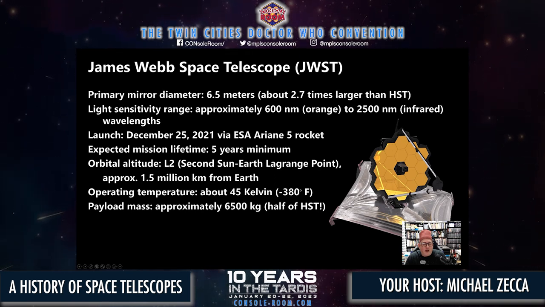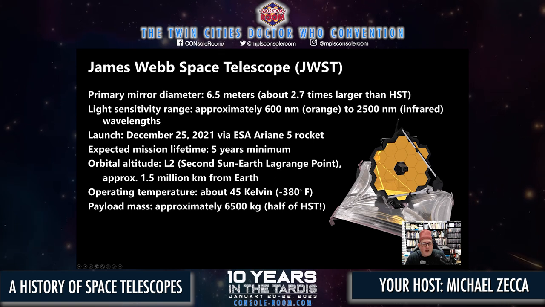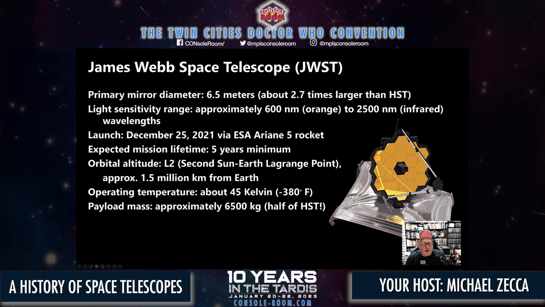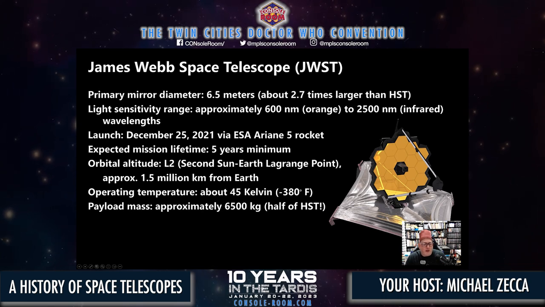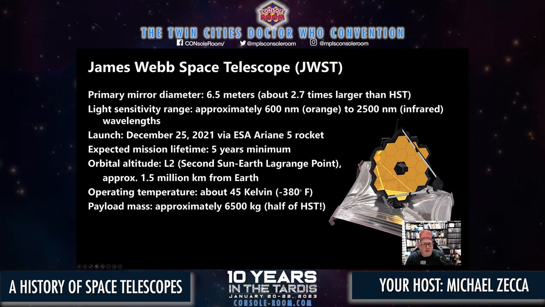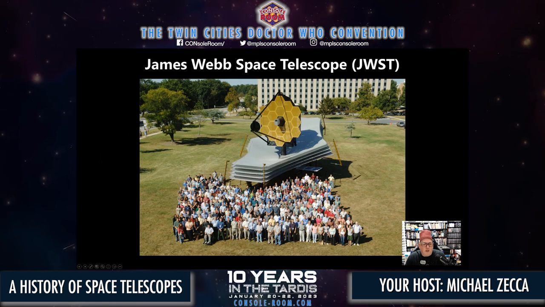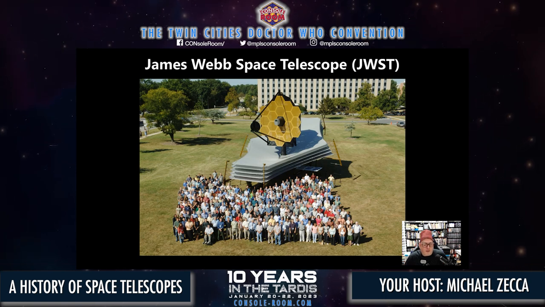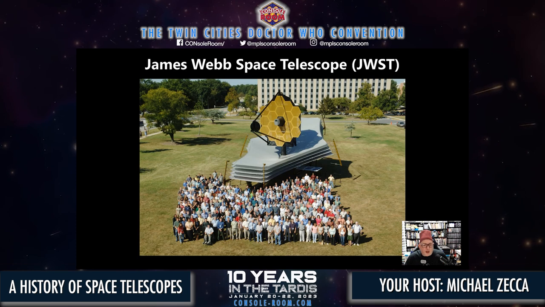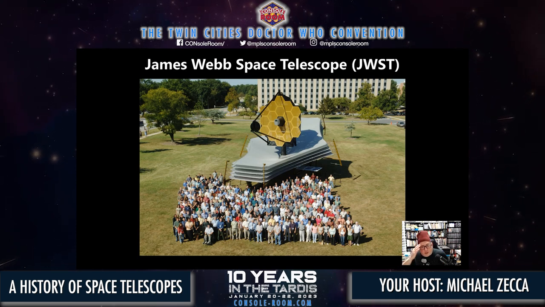So what are we seeing? What are we going to be seeing? We'll come to that in a moment. I want to give you one more sense of how large this telescope is. Hubble was about the size of a school bus. JWST with its sun shield is about the size of a tennis court. And the mirror itself is probably about the size of one of the smaller panel rooms at console room.